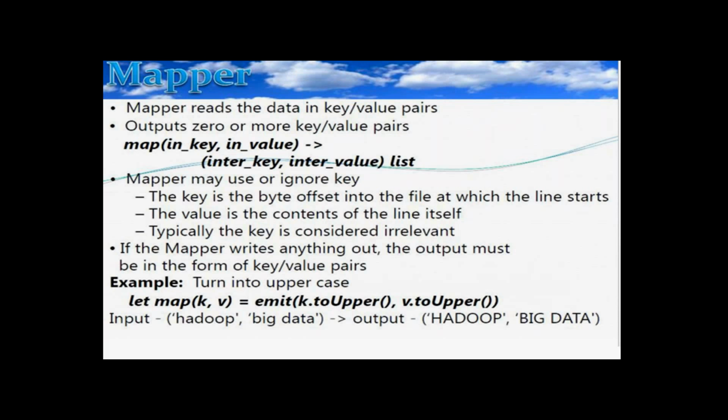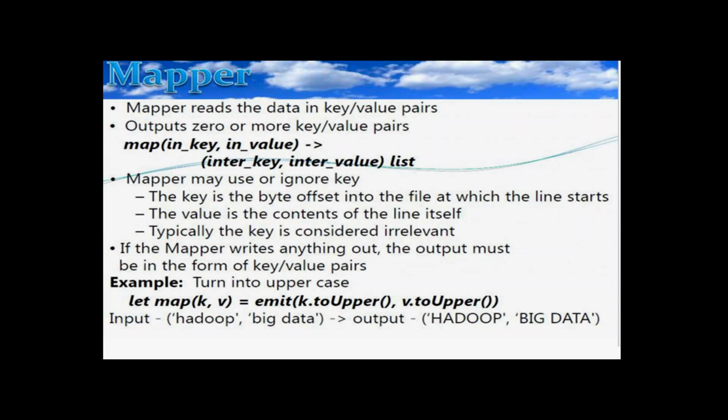Okay, map reads the data in key and value pairs only. It may not understand any other format. It will understand only key and value types. Output also will be in key and value types. Okay, that's the main thing we need to understand.